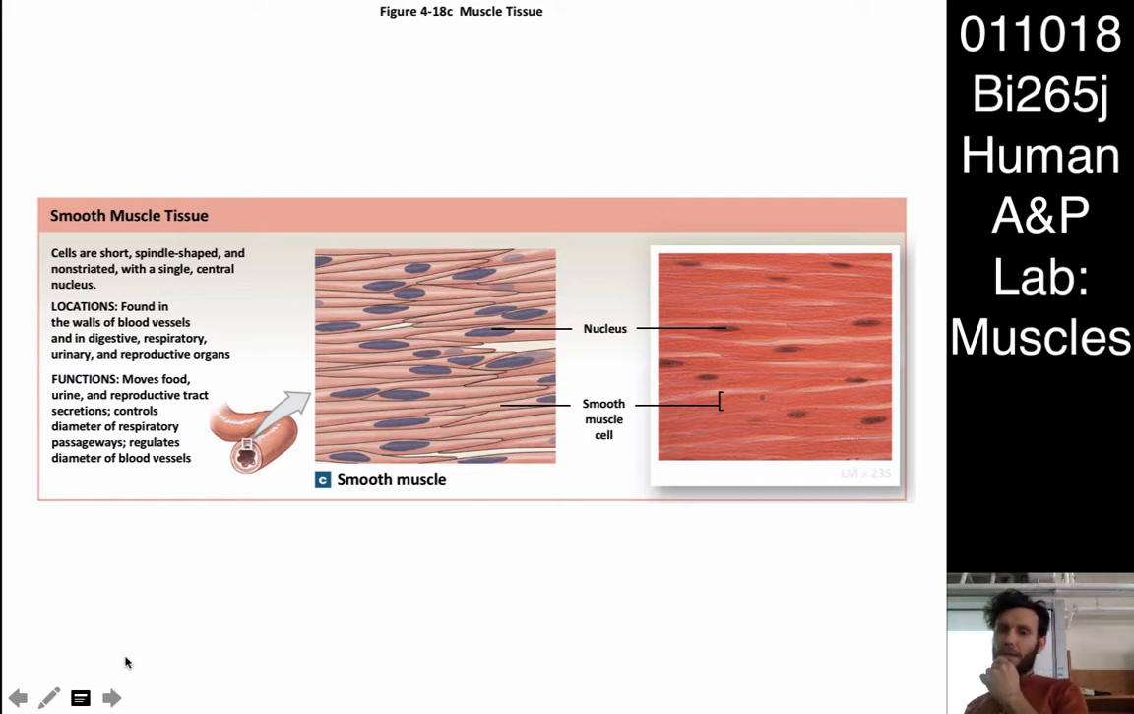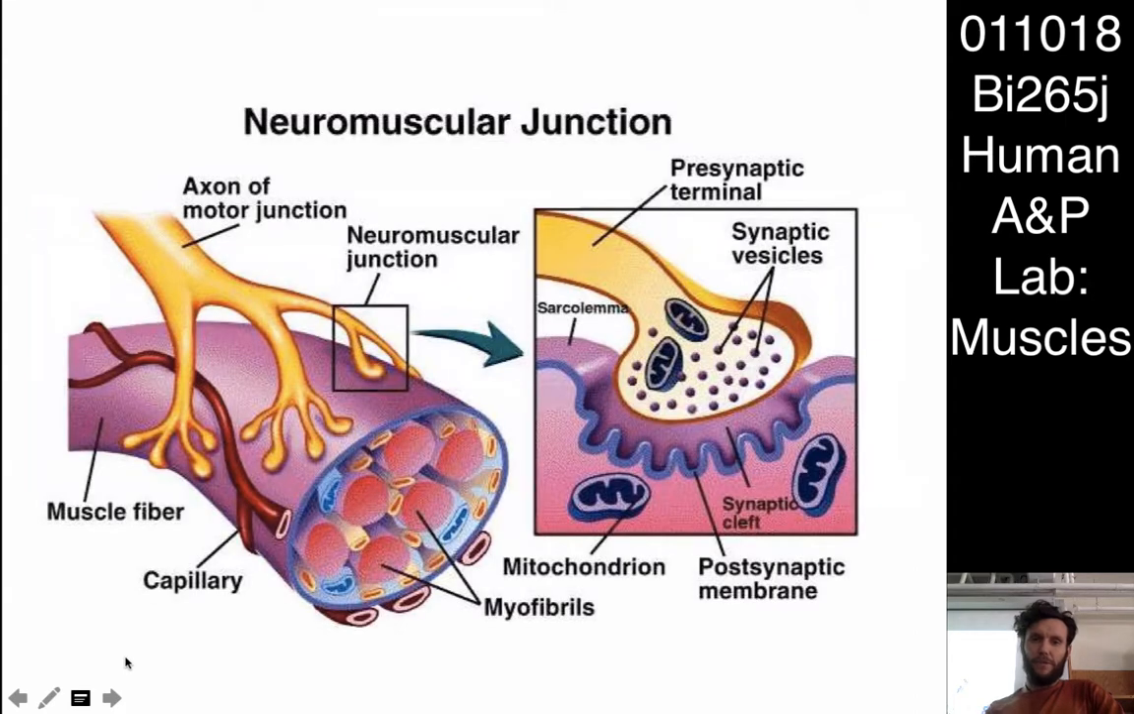Smooth muscle tissue. So smooth muscle tissue, like cardiac muscle, is mononucleate, single nuclei. But unlike any of the other types of muscle, it is not striated. We're not going to get into a deep discussion of the functionality of smooth muscle, exactly how it works, but maybe a little bit tomorrow, maybe briefly.